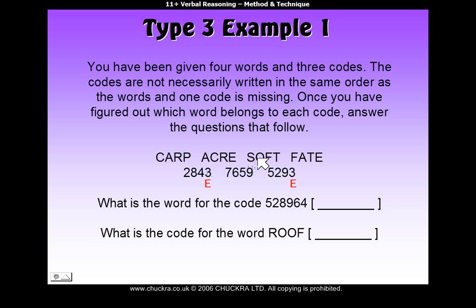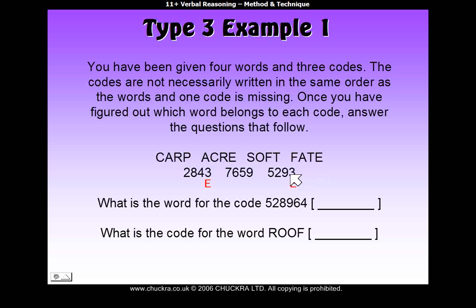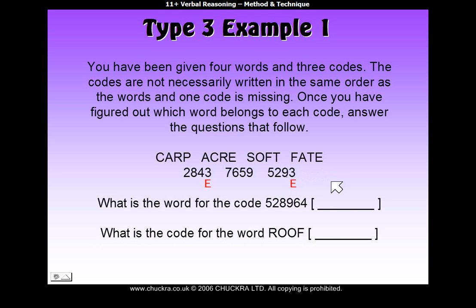Okay, let's look at soft. Now, if 9 was a T, it would mean that there had to be another word with a T in the 3rd position. And look at what we have here, fate with T in the 3rd position. So that means that a 9 is definitely a T. So filling those in, we're getting some more clues.